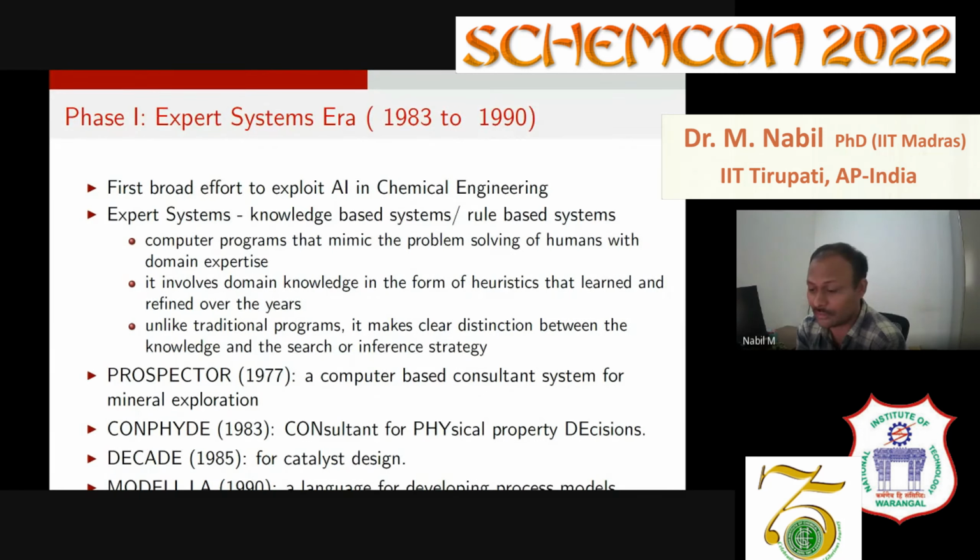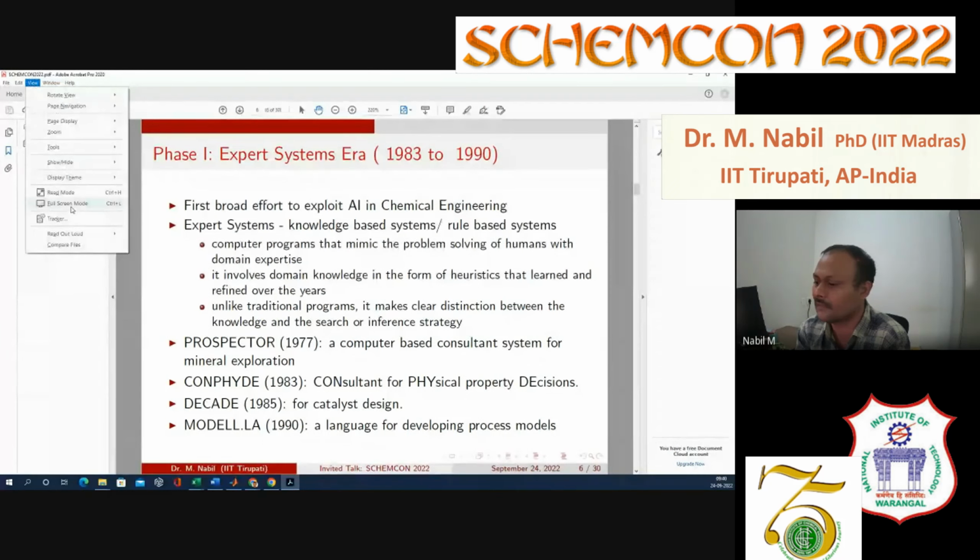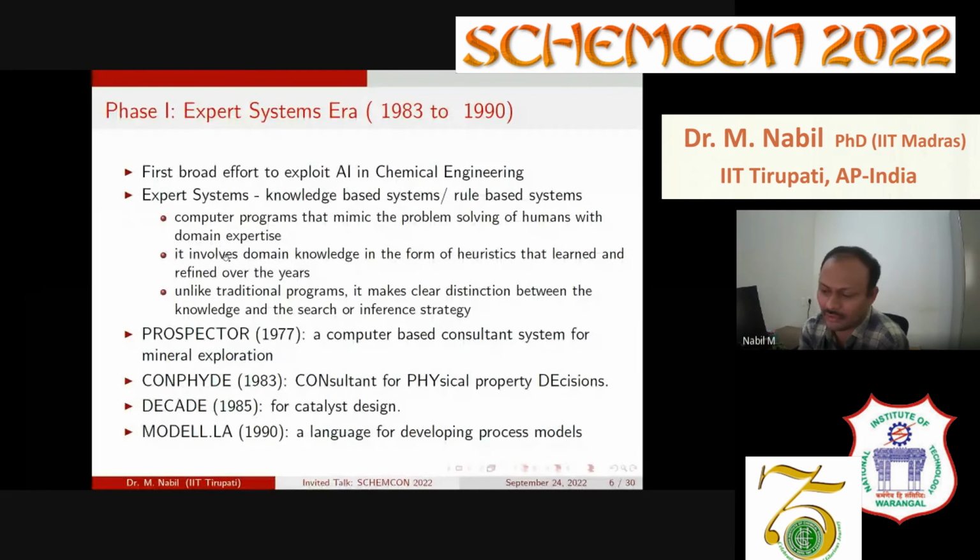Depending on the material, given any material, you should have data for all the gas molecules and PVT relationships, so that it can help you in automated decision making. And similarly for catalyst design, and also for developing even process models.